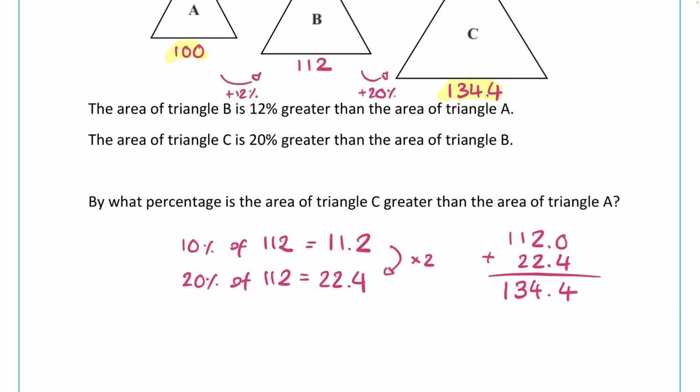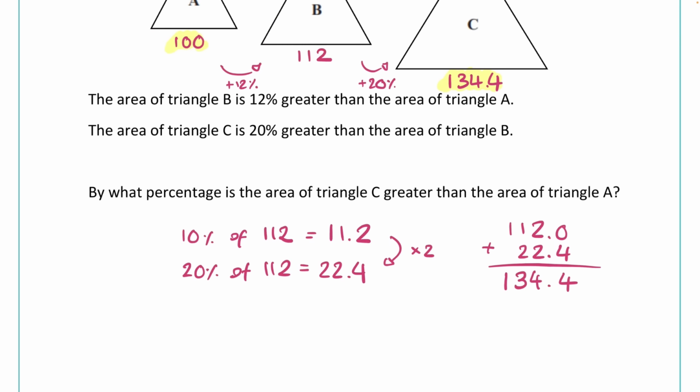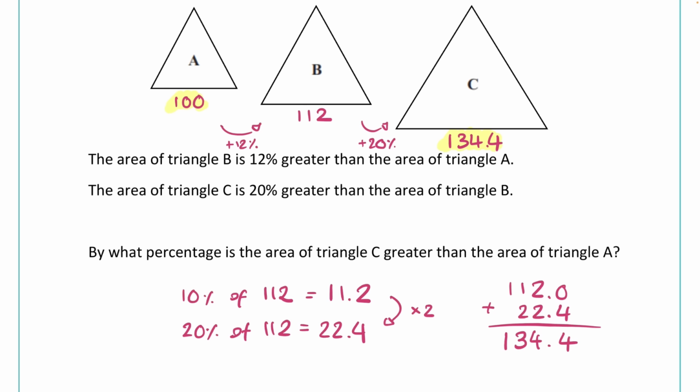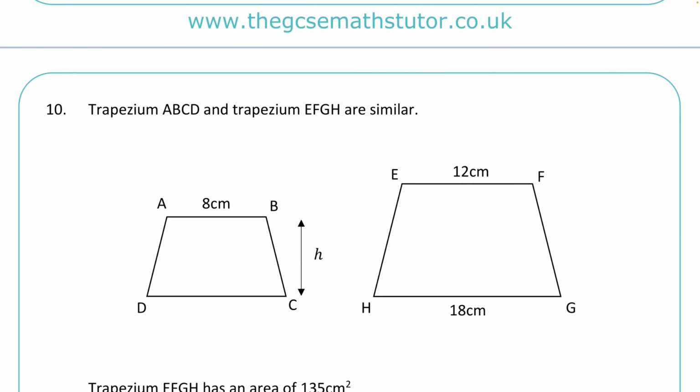So there we go, it goes from 100 to 134.4. So our final answer is 34.4%. And there we go. And really all we actually had to do was add on 12 and then work out 20%. So not a difficult question there, and a nice 3 marks. Okay, on to question 10.